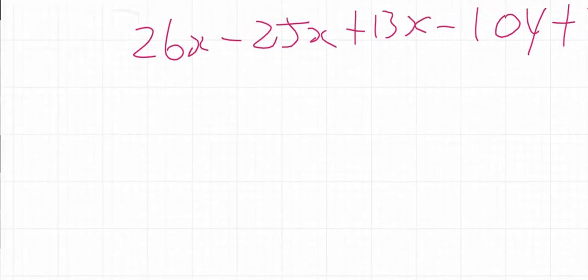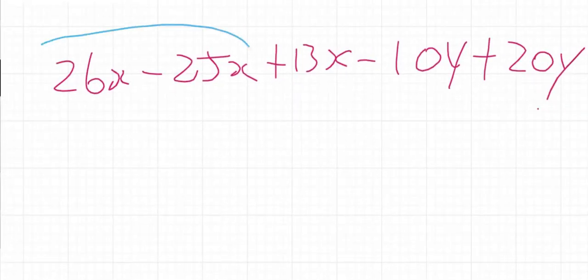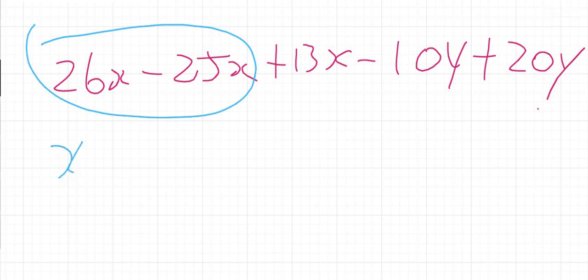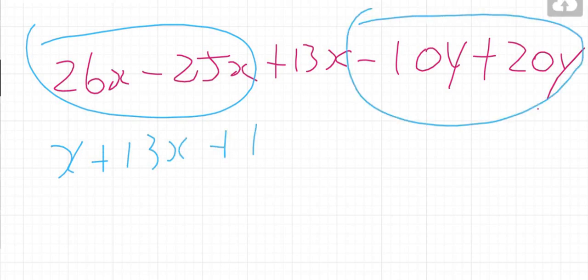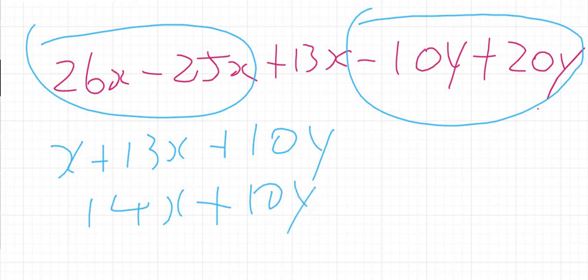So when we work these two, we'll be left with 1x plus 13x, that is 14x. This will give us positive 10y. And we have 14x plus 10y. So there you go, simplifying algebraic expressions. We can always remember the 3 steps: identify the like terms, group the like terms, and then simplify.